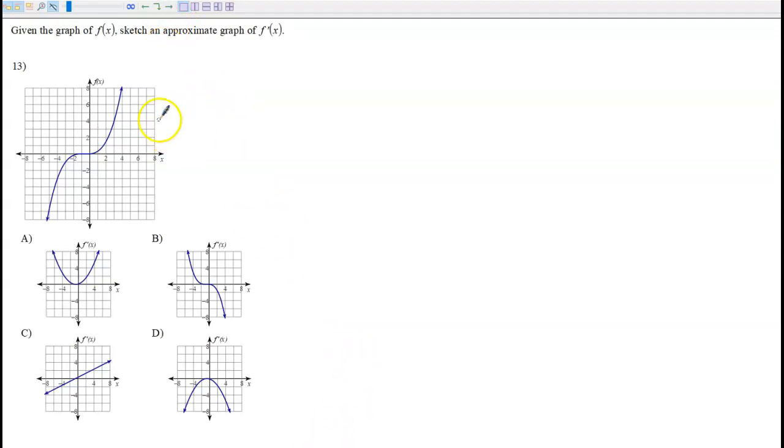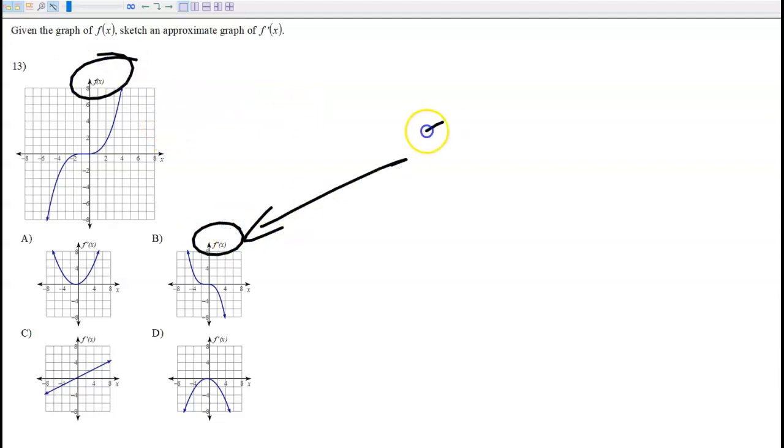So I've got a graph of f, and I'm being asked about f prime. So in other words, the slope. So what do we know about the slope of f here? Well, as I can see, the slope is positive everywhere, except for maybe right here. It looks a little flat to me. So it looks like the slope is positive everywhere.